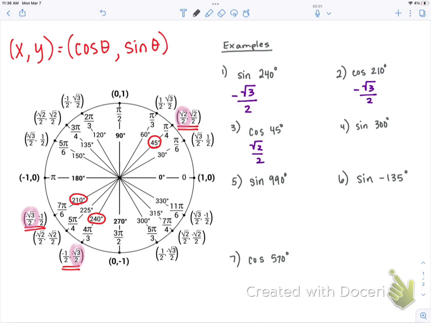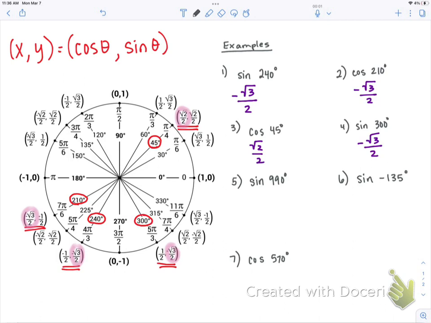Sine of 300 degrees. Here's my 300 degrees. Here's my ordered pair. Sine is my y value. So we're looking at the y value here. That's negative square root of 3 over 2. Remember that your answers are going to be 1/2, square root of 3 over 2, negative square root of 2 over 2, positive square root of 2 over 2. So same values, just either positives or negatives.